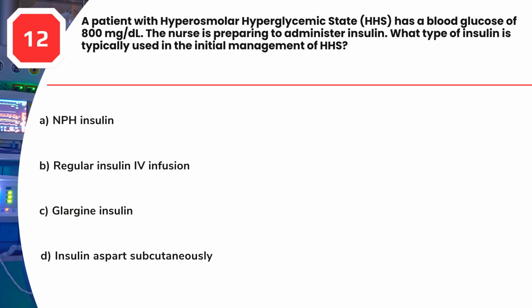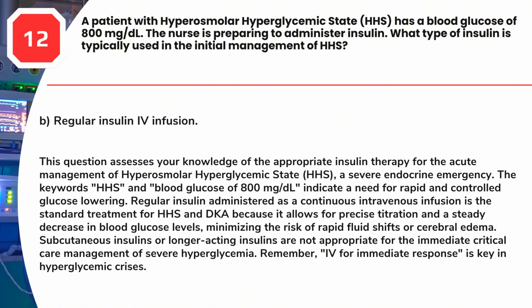Question 12. A patient with hyperosmolar hyperglycemic state, HHS, has a blood glucose of 800 mg per deciliter. The nurse is preparing to administer insulin. What type of insulin is typically used in the initial management of HHS? A. NPH insulin. B. Regular insulin for infusion. C. Glargine insulin. D. Insulin aspart subcutaneously. Answer B. Regular insulin for infusion.